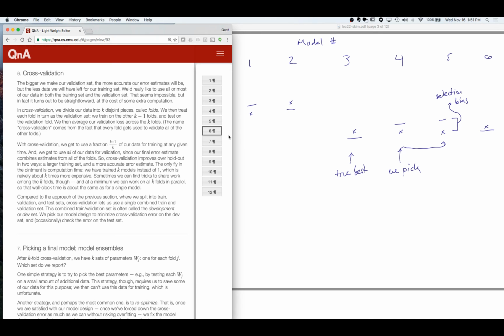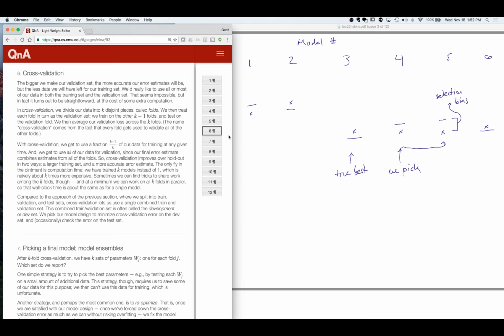And that means that our final error estimate is made by averaging one loss for every training example. We've managed to use our entire training set for validation. And every time we train, we're using k-1 of the folds. So we have a fraction (k-1)/k. So for example, if k is 10, we get 90% of our data to use for training at any given time. So that's pretty cool.